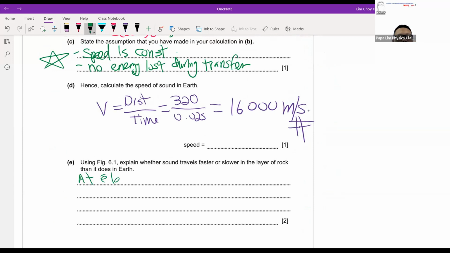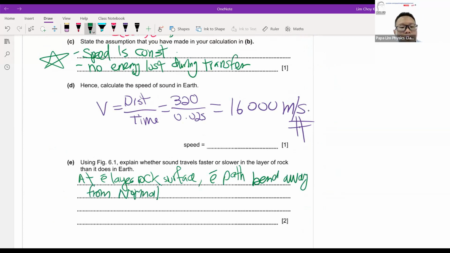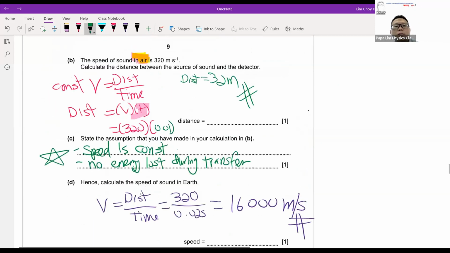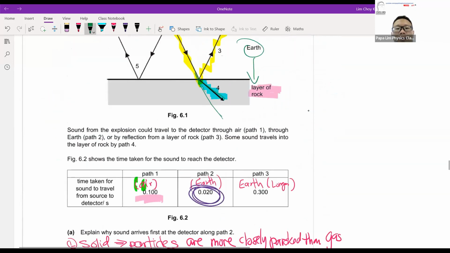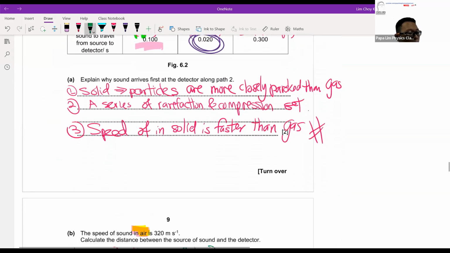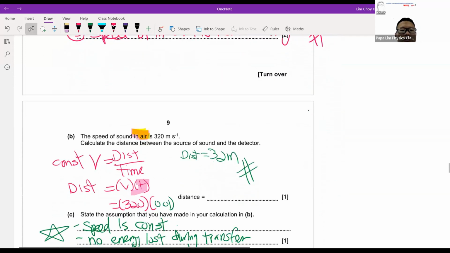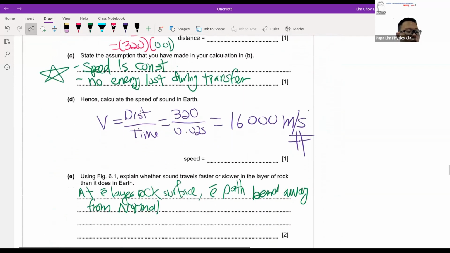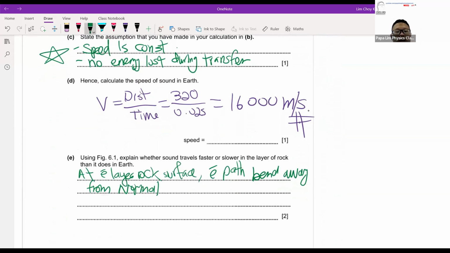At the layer of rock surfaces, the path bends away from the normal. So instead of going straight this way, it bends away from the normal. And when it bends away from the normal, what does it mean? It means that the speed of the wave is actually faster. So this implies that the speed of the sound wave in rock is faster. And this is how I deduce it from the question here.